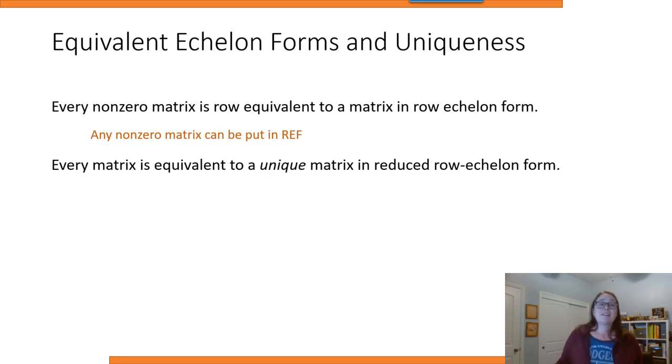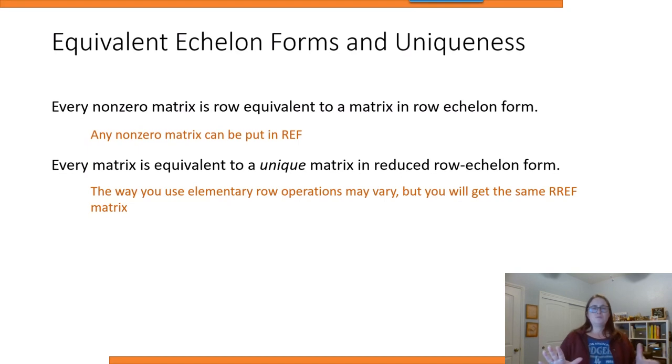The second thing is that every matrix is equivalent to a unique matrix in reduced row echelon form. So this is important, that word unique, because it means that no matter what you do or what order you use your elementary row operations in, maybe you have a study partner and you guys make different choices about the order you do things in or the way that you reduce it, when you get to that reduced row echelon form, you should end up with the same matrix no matter what. So that uniqueness is kind of nice. It's only true with the reduced row echelon form here. Your row echelon forms might look different, but when you get to the reduced row echelon form, you should have the same matrix at the end.